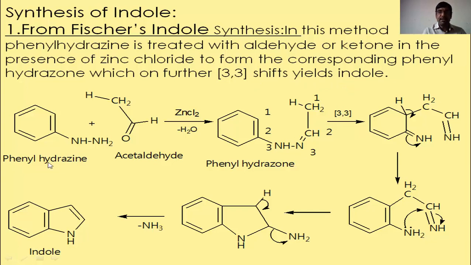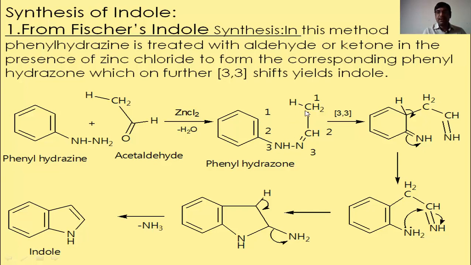This is the phenylhydrazine and this is the acetaldehyde. The first step is a dehydration reaction. This H2 and this O combine, forming an H2O molecule. This nitrogen atom joins with this double bond. Here we can see the double bond. The remaining part is as it is. Then the 3,3 shift. This is one carbon atom. First consider this as the first carbon, this is the second carbon, and this nitrogen atom is the third.